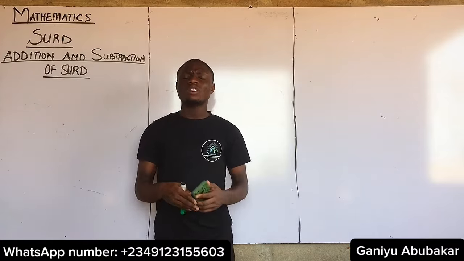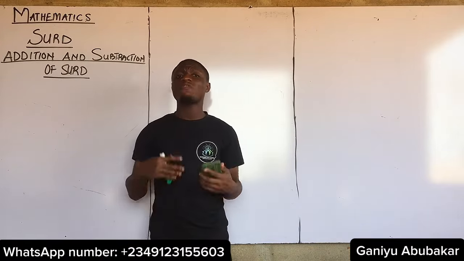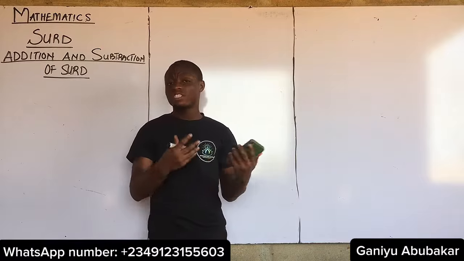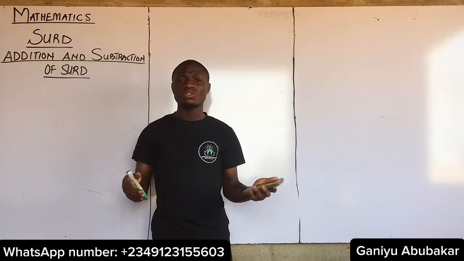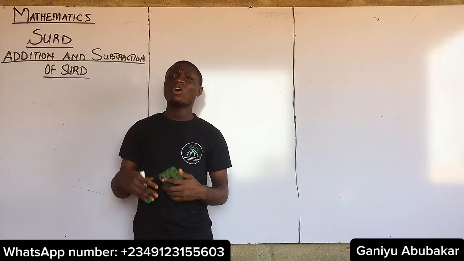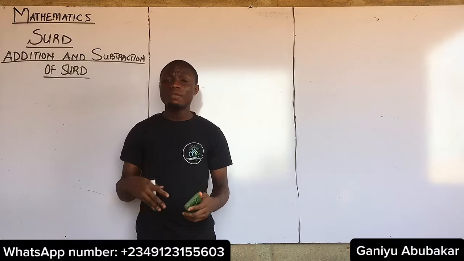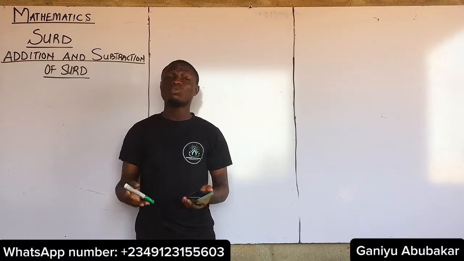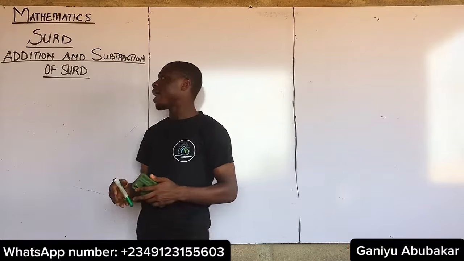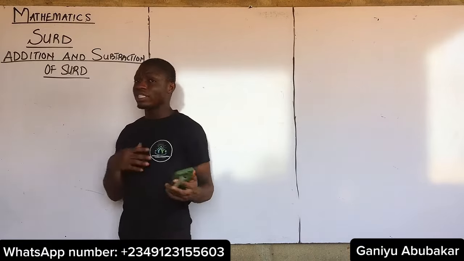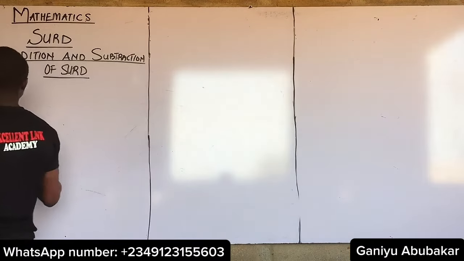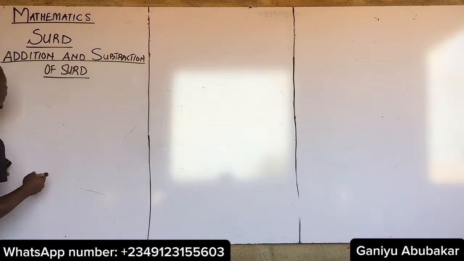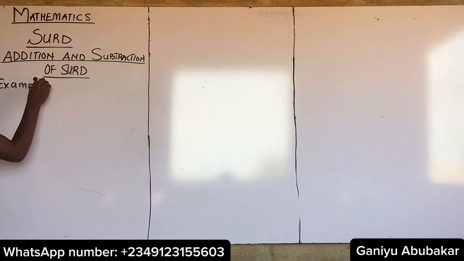Two or more surds can be added or subtracted if they are similar surds. So to add or subtract any surds, ensure that they are of the same surd, or, if you want, that they are similar. The idea behind addition or subtraction of surds is that they must be similar surds. Let's take an example to further explain the concept.